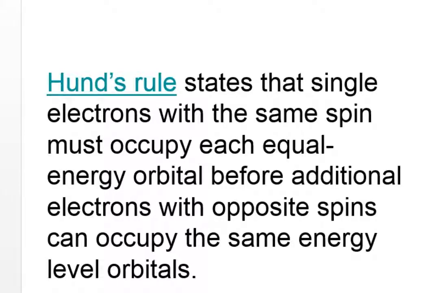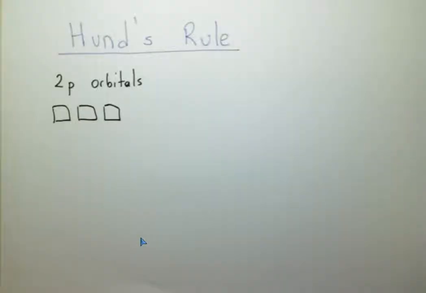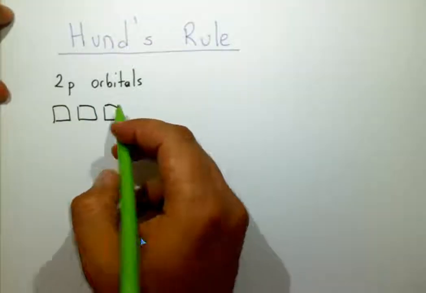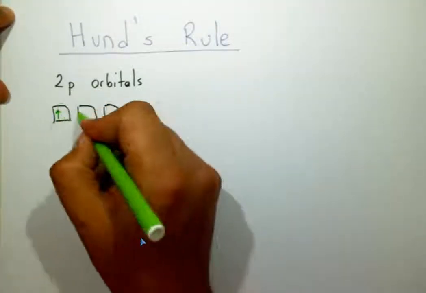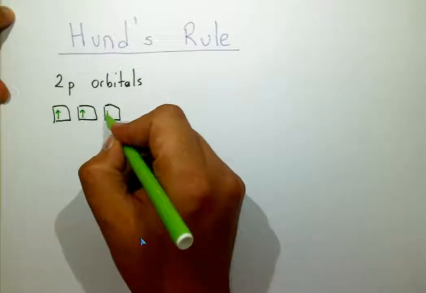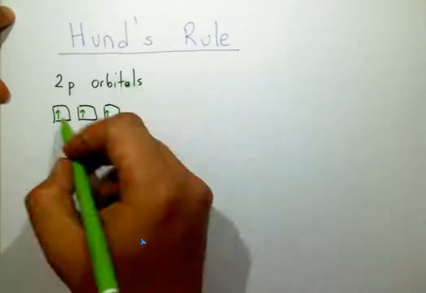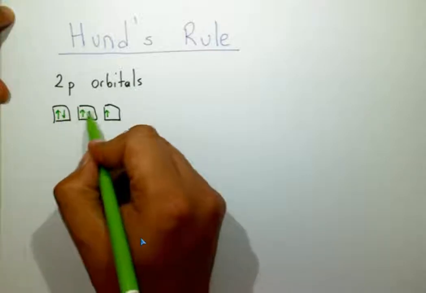The last rule is Hund's rule, and it states that single electrons with the same spin must occupy each equal energy orbital before additional electrons with opposite spins can occupy the same energy level orbitals. What this means is that when you start to fill the 2p orbitals, for example, you need to first fill orbitals like this with the same direction, then you can move to opposite directions.